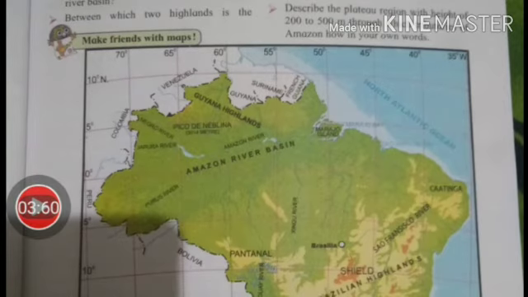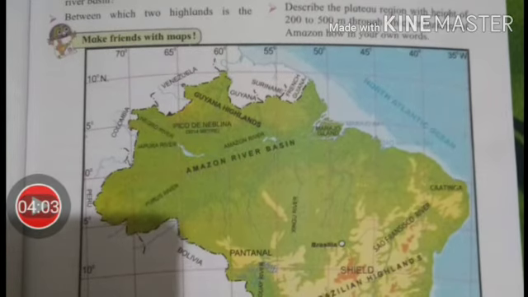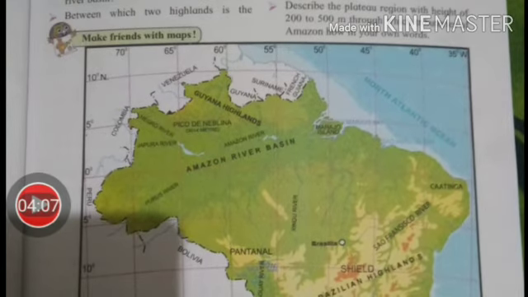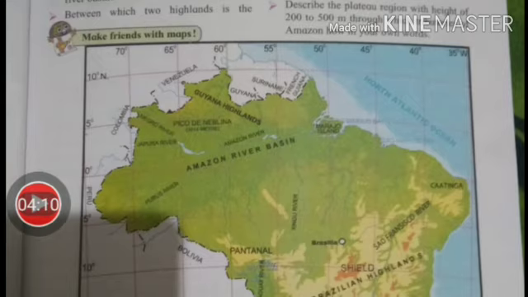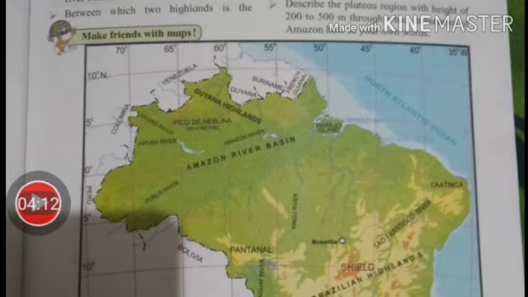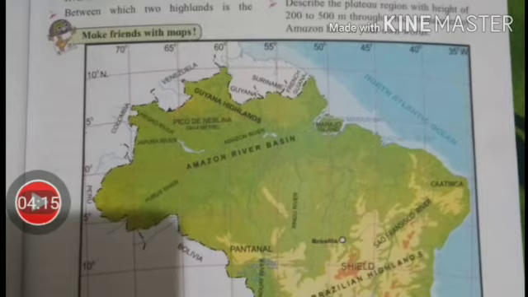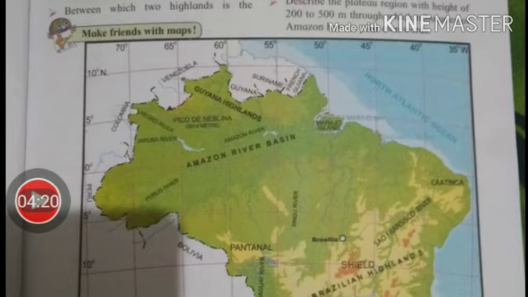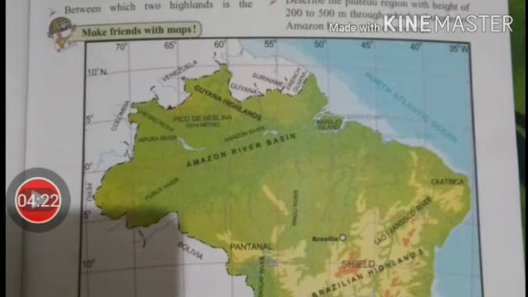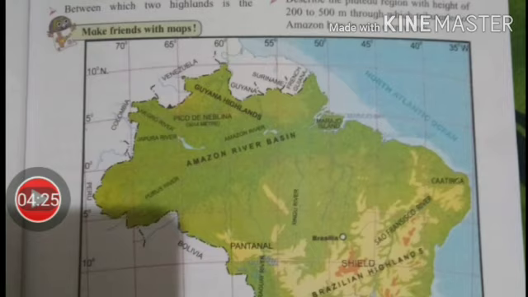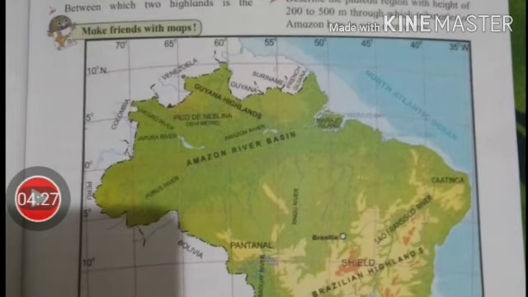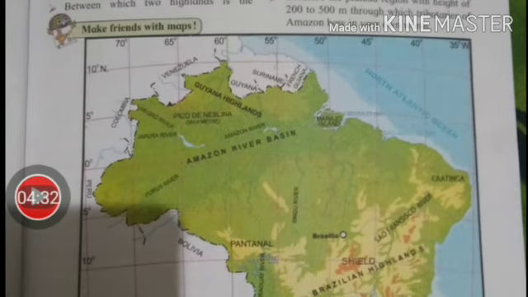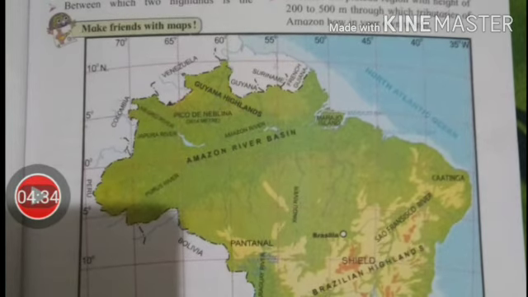Now here is given Figure 3.2. Observe the map of Brazil. What is the range of altitude of the Amazon river basin? The range of altitude of the Amazon river basin is between 0 meters and 200 meters. Between which two highlands is the Amazon river basin located? The Amazon river basin is located between the Guiana Highlands and the Brazilian Highlands.